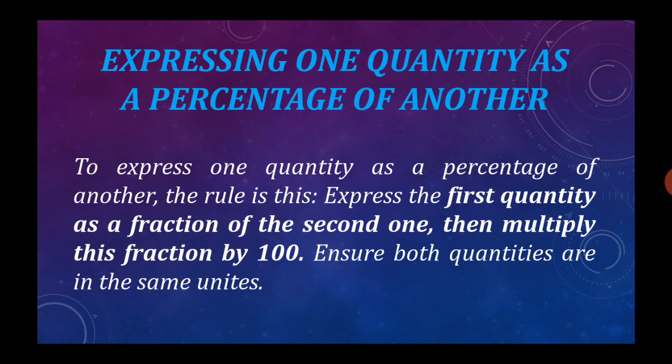Let's quickly go to the next one, which is expressing one quantity as a percentage of another. To express one quantity as a percentage of another, the rule is this. Listen carefully. Express the first quantity as a fraction of the second one. You have two quantities. Express the first one as a numerator, the second one as denominator. Then multiply this fraction by 100. Ensure both quantities are in the same unit.